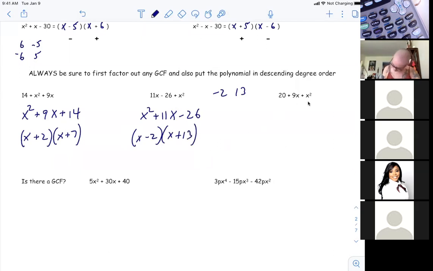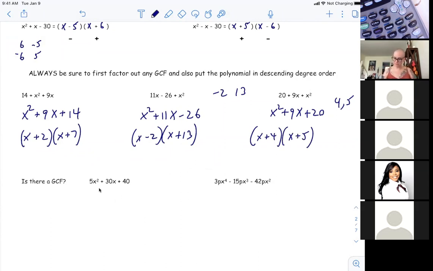And then the last one in this little group, x squared plus 9x plus 20. Can you multiply and get 20 and add and get 9 with the same two numbers? How about a 4 and a 5? X plus 4, x plus 5. That does the trick, right?